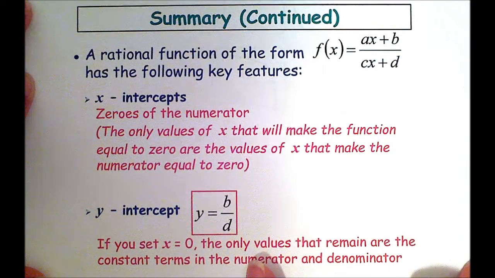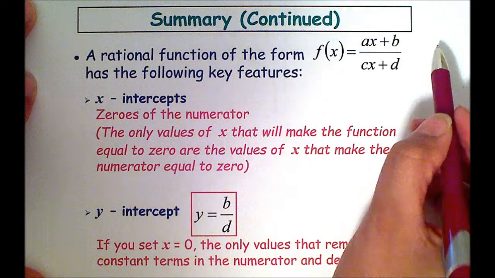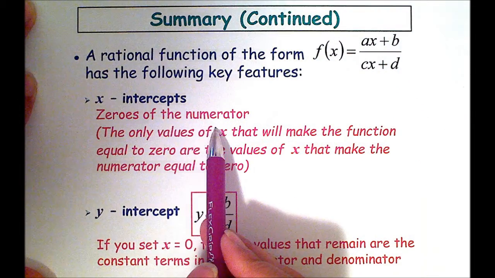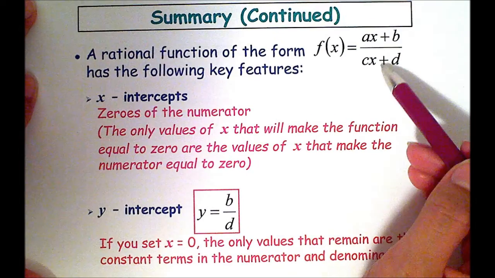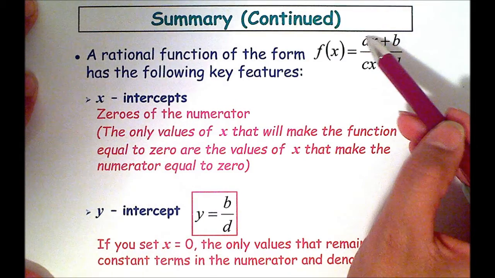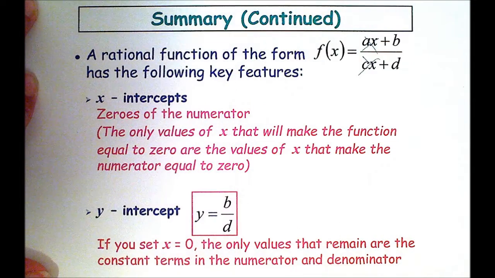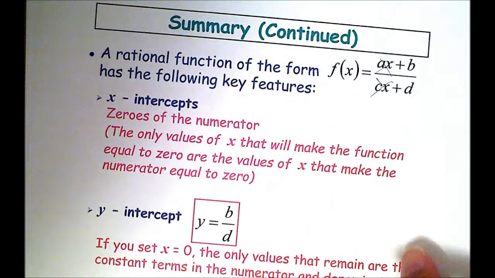In terms of x-intercepts, any value of x that will make the numerator of the function equal to 0 will result in the entire function being equal to 0, which is where your x-intercepts would be. So whatever the zeros of the numerator are, those are the values of x that will make the function equal to 0. Okay, and so that's where you can find your x-intercepts. In terms of your y-intercepts, if you plug in x equal to 0 into the function, these two terms disappear, and you end up having b over d, so your y-intercept ends up being b over d. Those are the only values that remain in the function, so that's how you would quickly find your y-intercept.